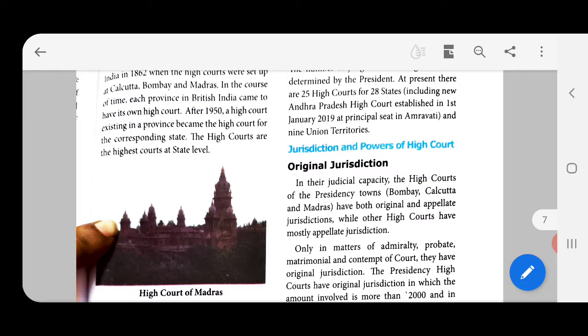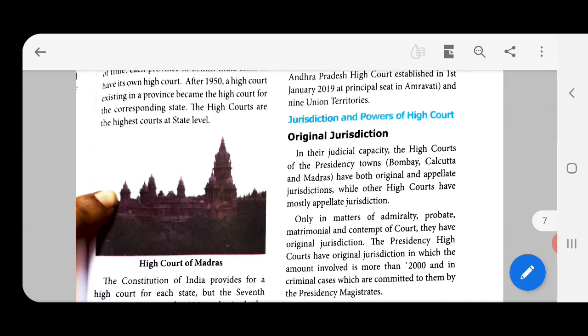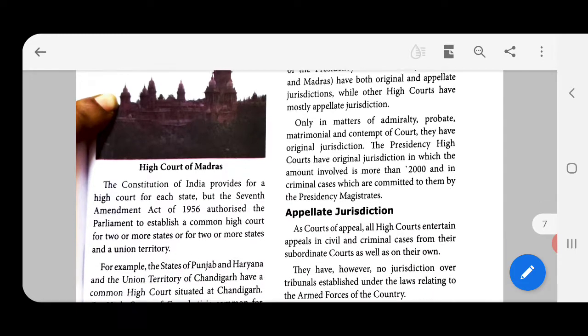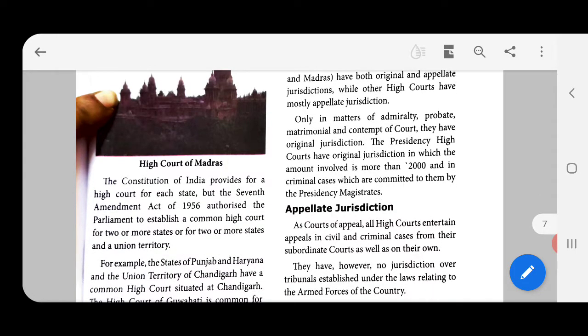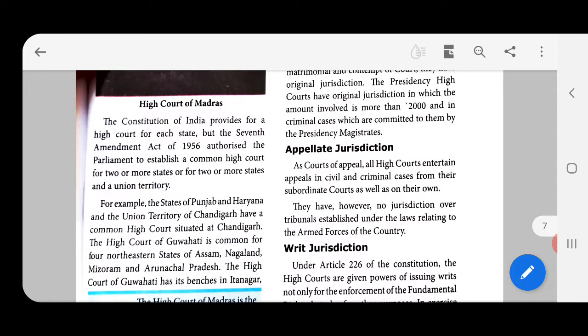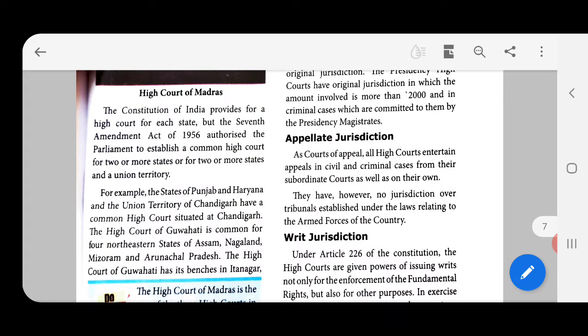The High Courts are the highest courts at state level. So for a state, the highest court is the High Court. Now we have seen the High Court of Madras. The Constitution of India provides for a High Court for each state, but the 7th Amendment Act of 1956 authorized the Parliament to establish a common High Court for 2 or more states or for 2 or more states and a union territory.